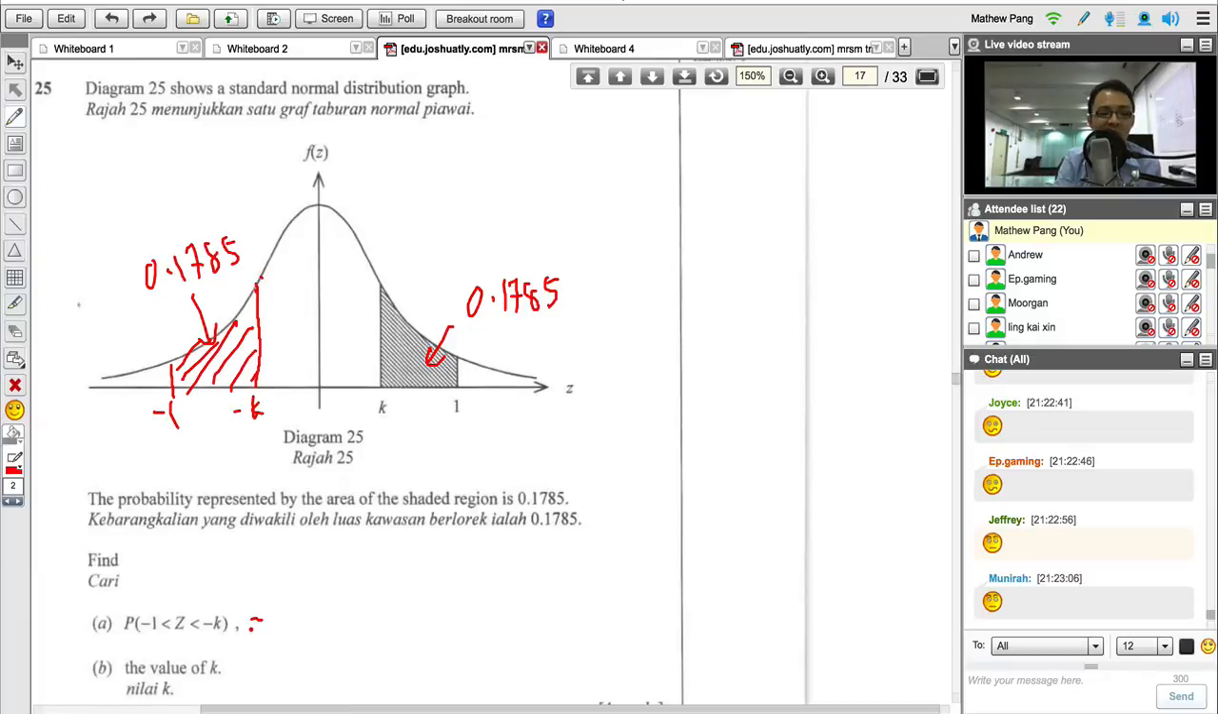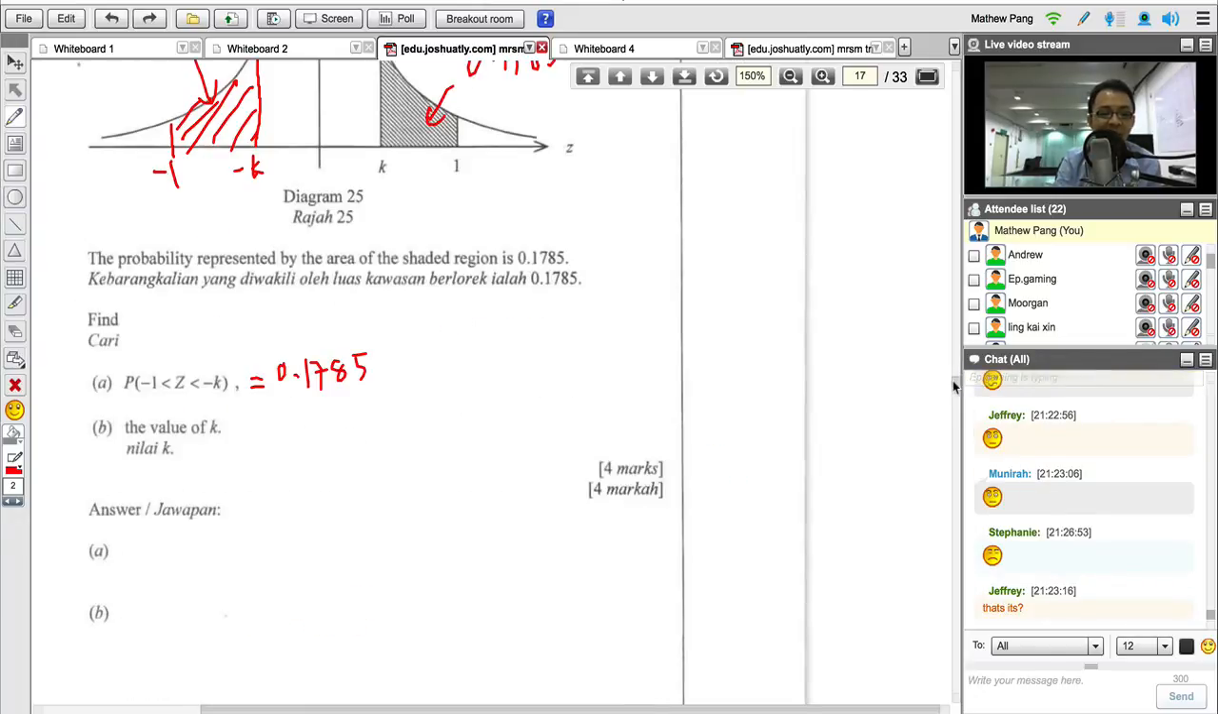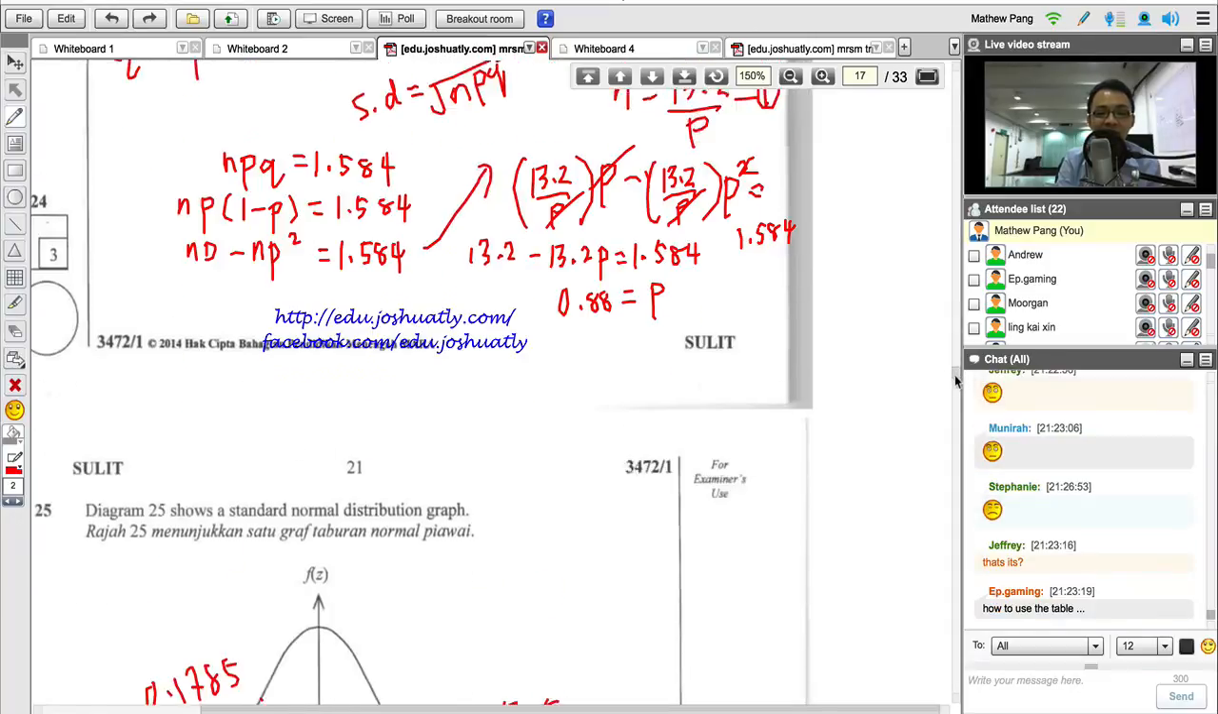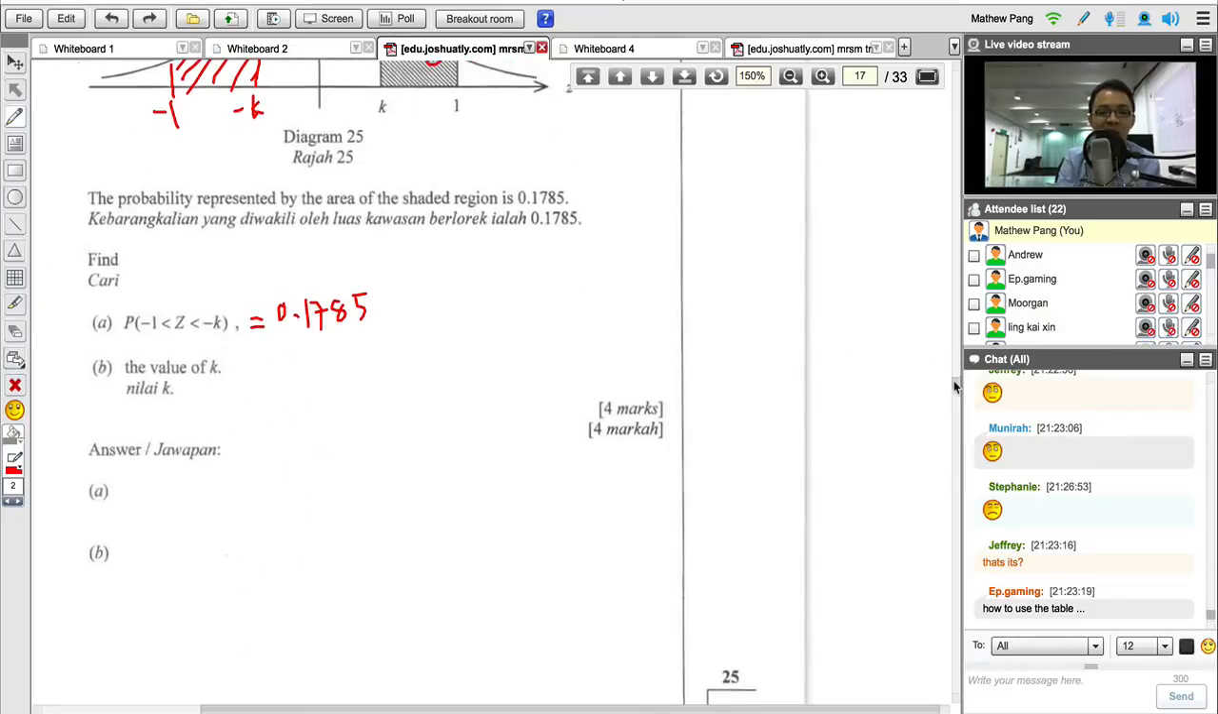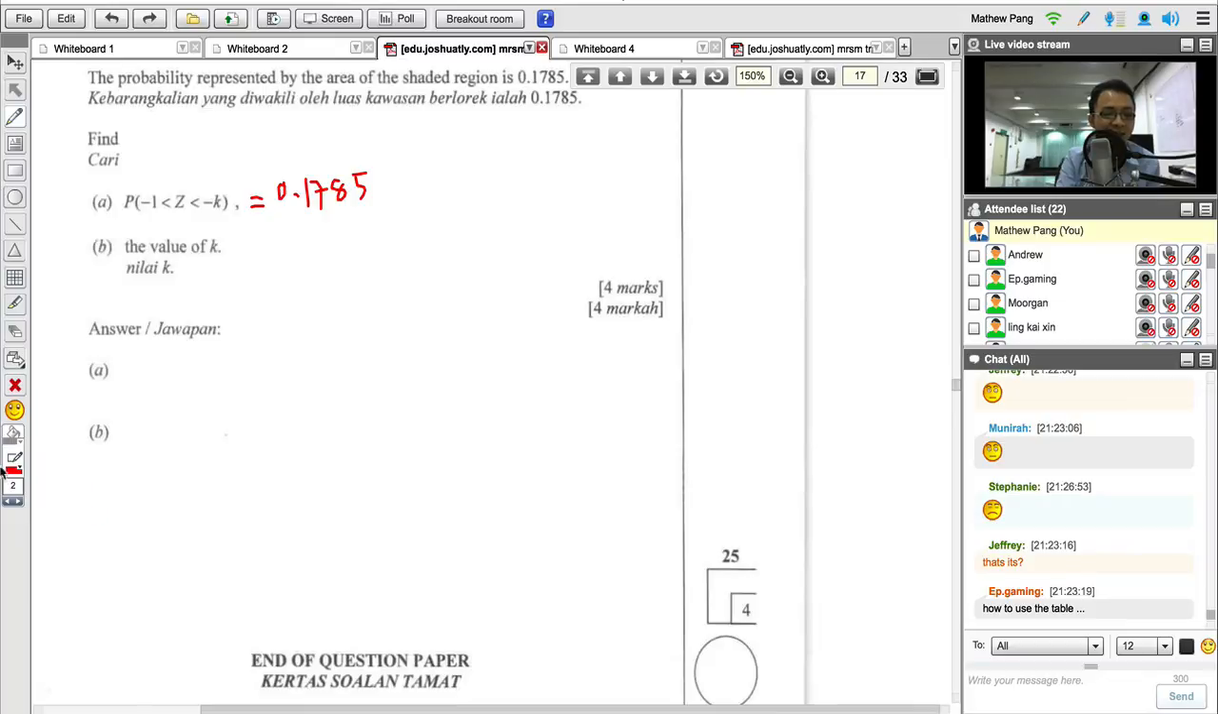For the second one, finding the value of k is very simple. If you came into my probability virtual classroom, you should know this one. How do we do this one? Let me just draw again because it's the last question. We get something like this, isn't it? So we want to find this part. We can use this part.